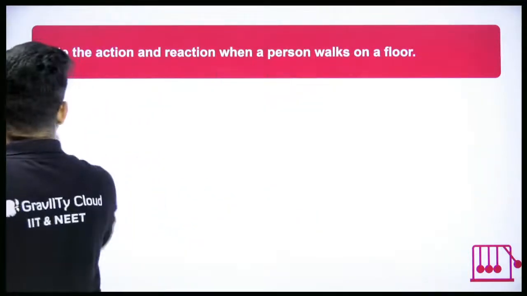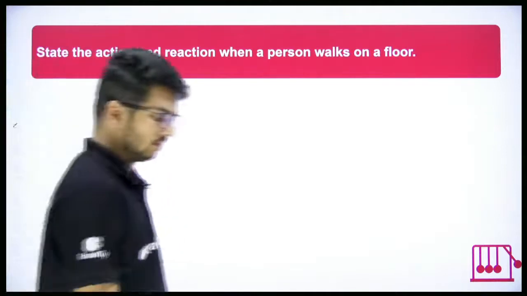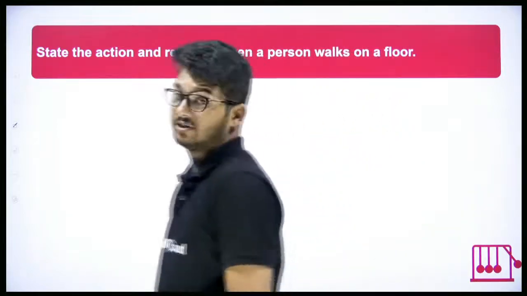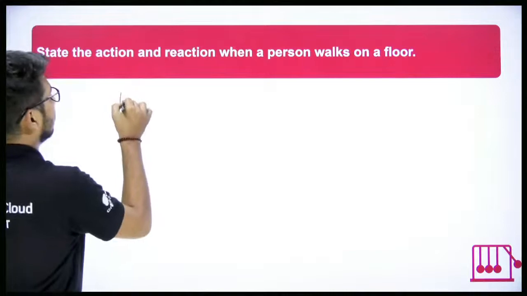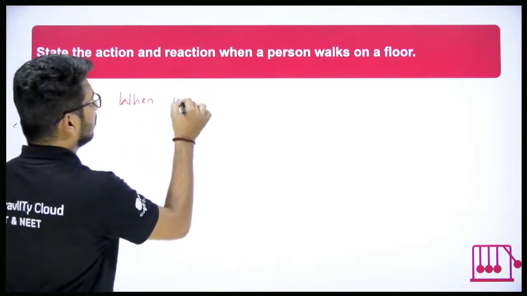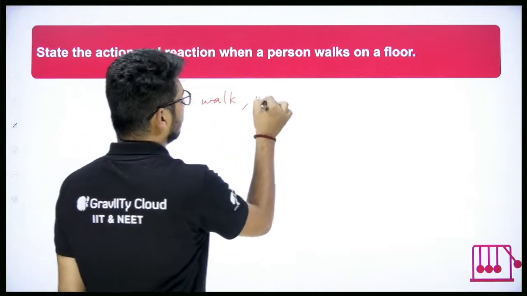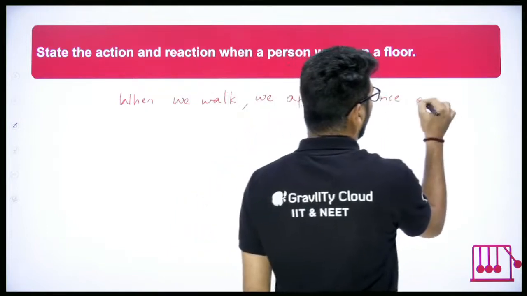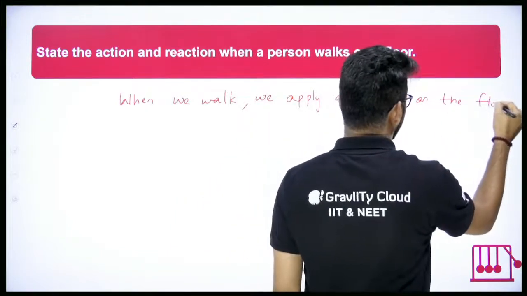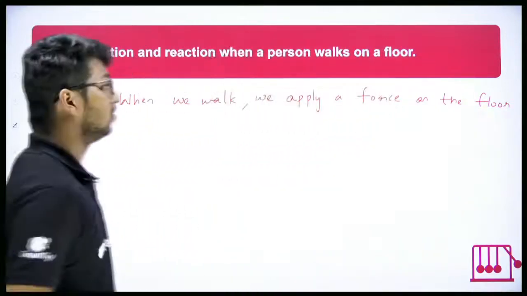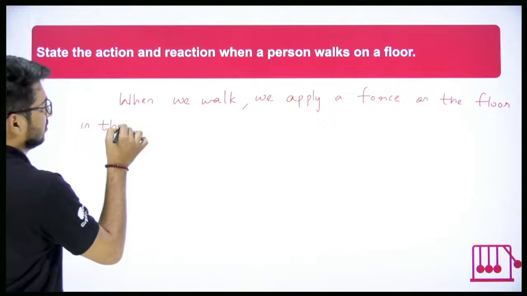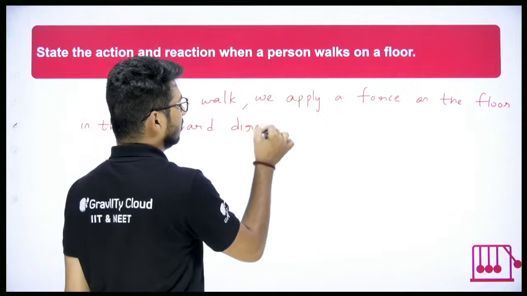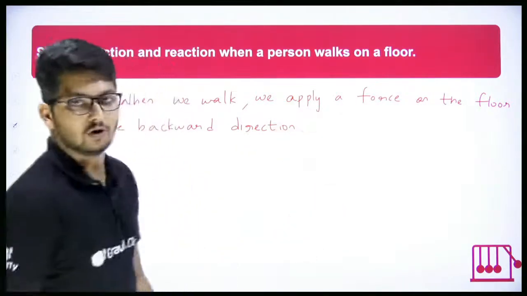So here, when anyone walks, he applies a force in the backward direction. You can write this down. When we walk, we apply a force on the floor, or you can say the ground, in the backward direction. Right, we push the floor back.